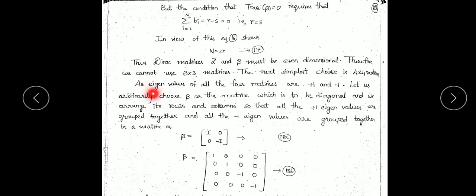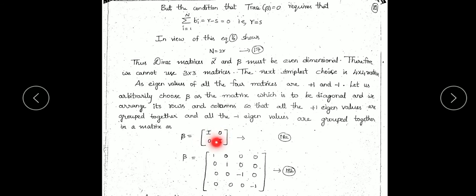So the eigenvalues of all the 4 matrices are plus 1 and minus 1, as we discussed in the beginning itself. Let us arbitrarily choose beta as the matrix which is to be diagonal, and we arrange its rows and columns so that the plus 1 eigenvalues are grouped together and the minus 1 eigenvalues are grouped together. Only plus 1 and minus 1 are the eigenvalues, and it has to be diagonal. So the only possible 4 by 4 such beta matrix is this.